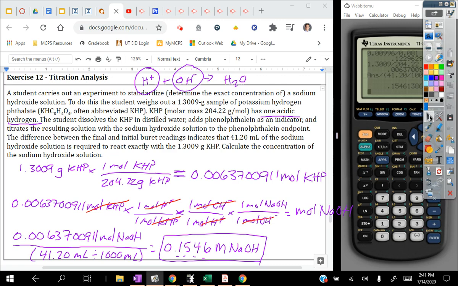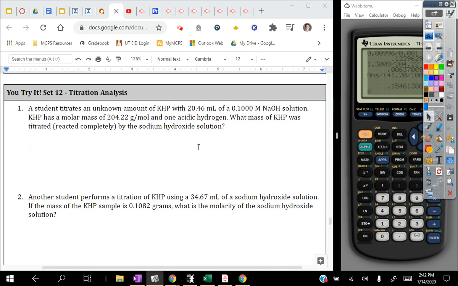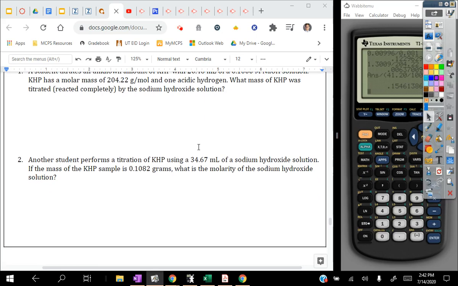It looks like a very intimidating problem from the amount of information given to you, but once we've explained the process, hopefully you see it's relatively straightforward. It's just doing some gram to mole conversions and then determining a molarity. Go ahead and try these two for yourself.